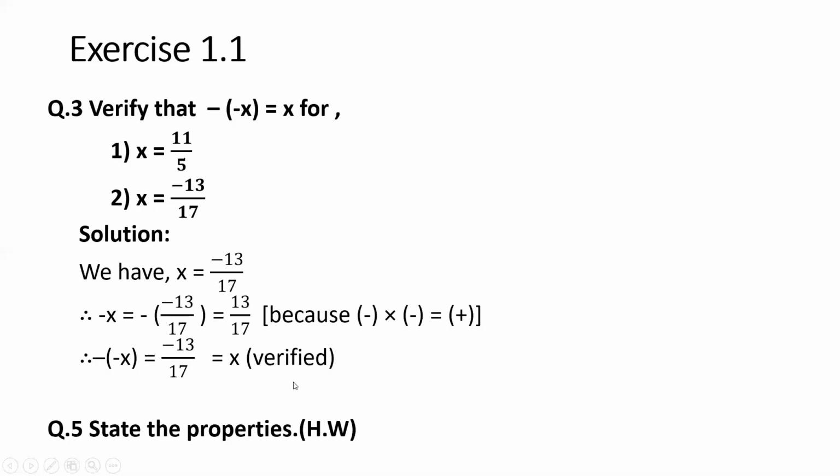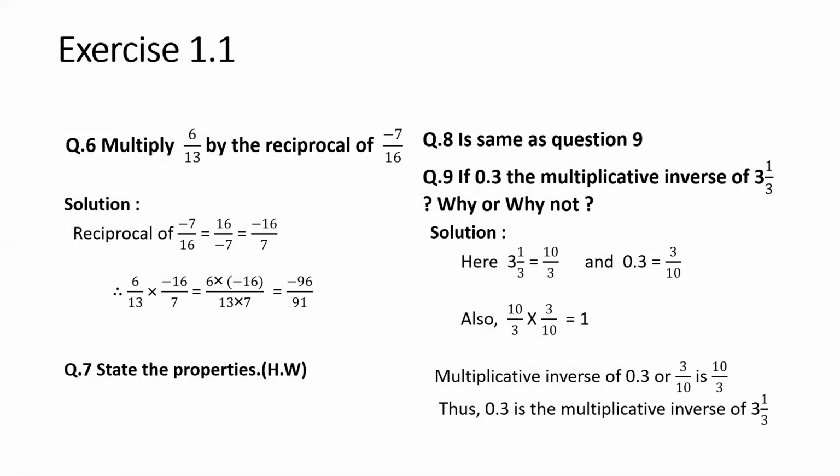Next, question number 5. In question number 5, you are given few sums where you just have to state the properties, that which properties are suitable for the given fundamental operations, and that I am giving you for homework. I am sure you have understood the properties of rational number very well, and I am sure that you will be able to solve it by yourself. Next is question number 6.